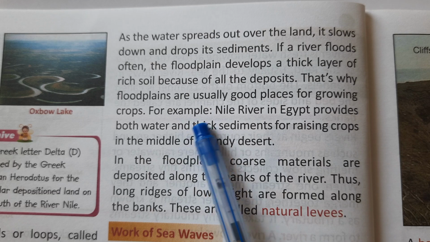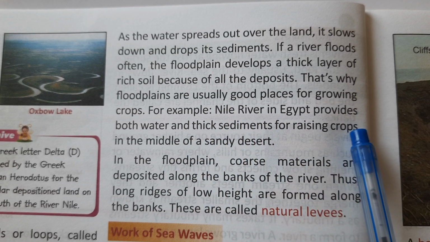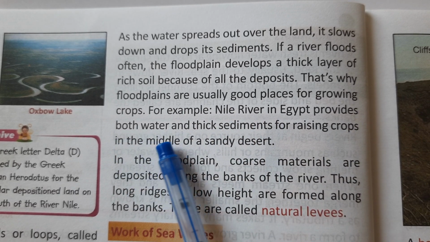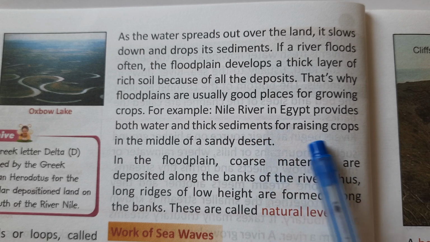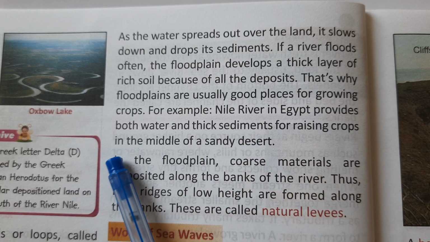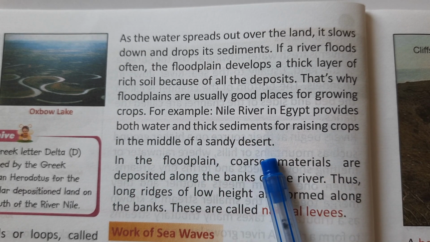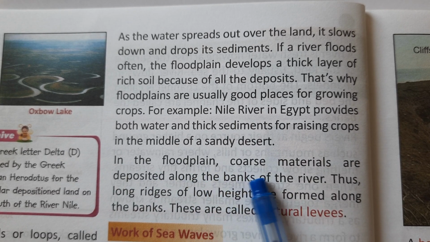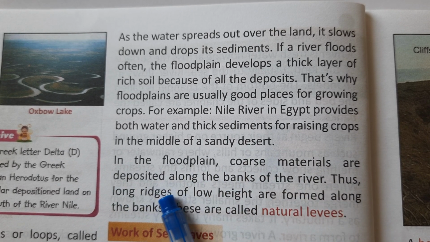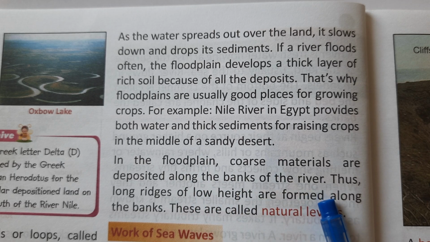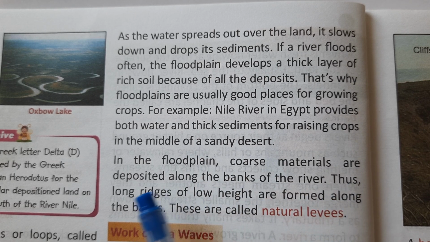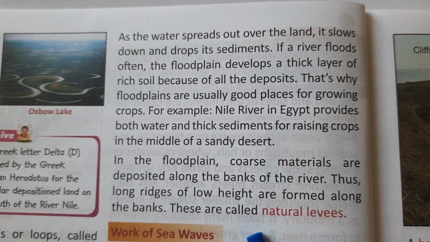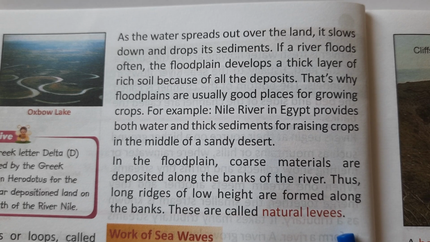For example, Nile River in Egypt provides both water and thick sediments for raising crops in the middle of a sandy desert. In the floodplain, coarse materials are deposited along the banks of the river. Thus, long ridges of low height are formed along the banks. These are called natural levees.